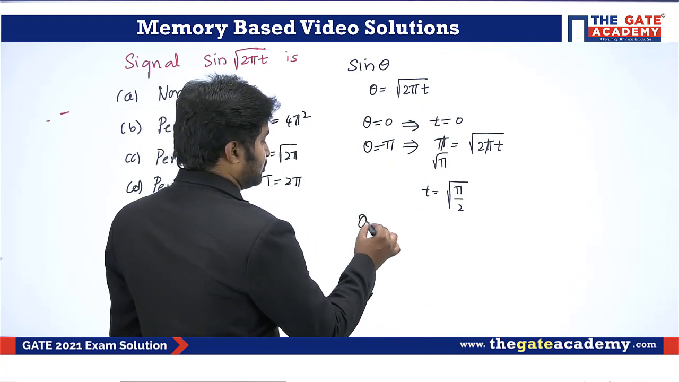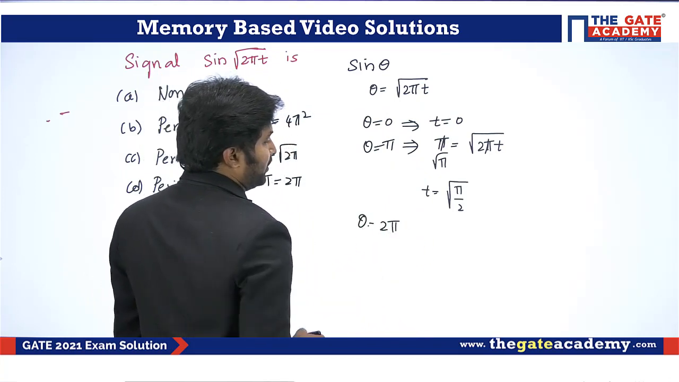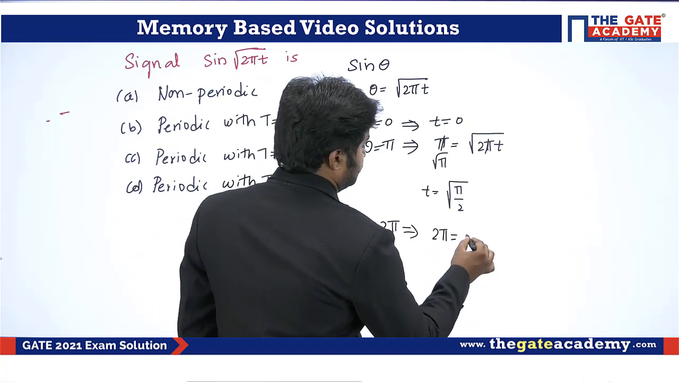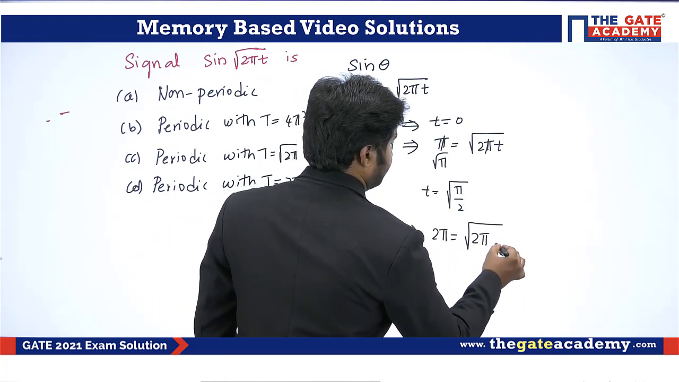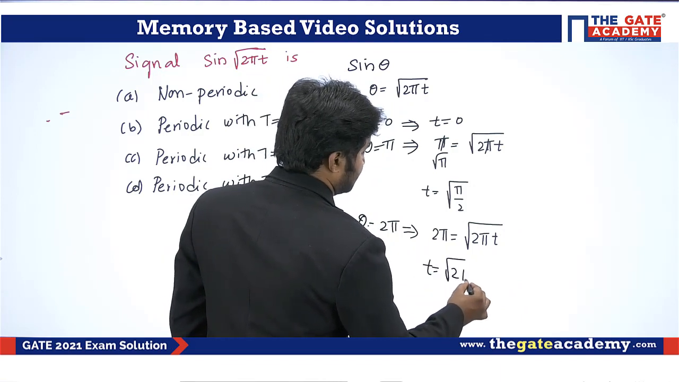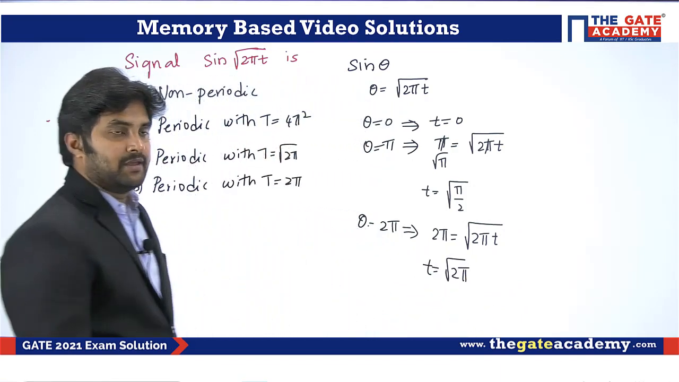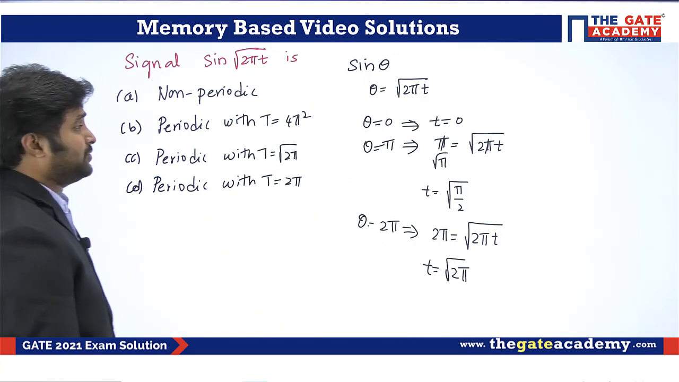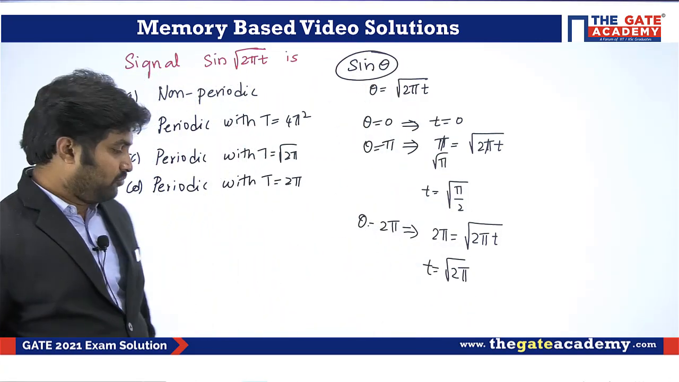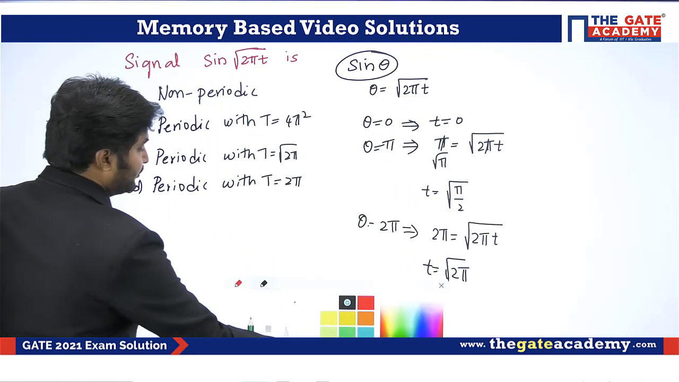Next, theta is equal to 2 pi. What is the value of t? So 2 pi is equal to root of 2 pi t. So here t becomes equal to root of 2 pi. Yes or no? So we know this function is periodic, no doubt about it. This function is definitely going to be periodic.